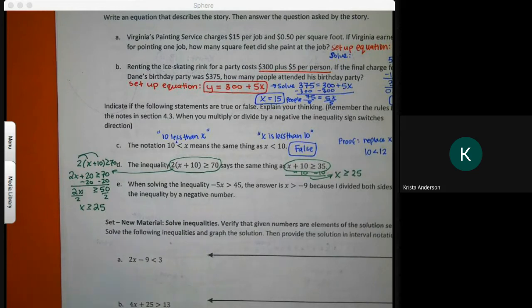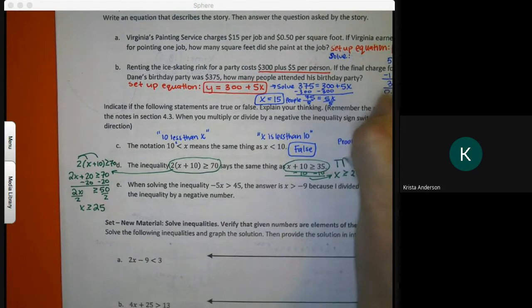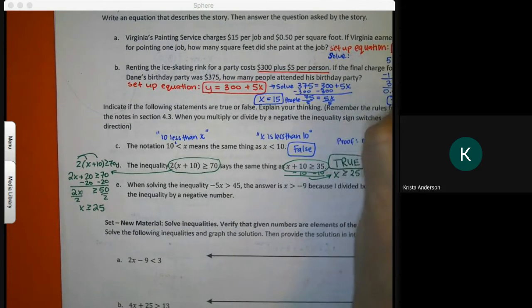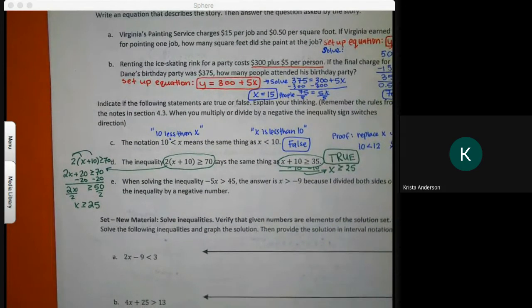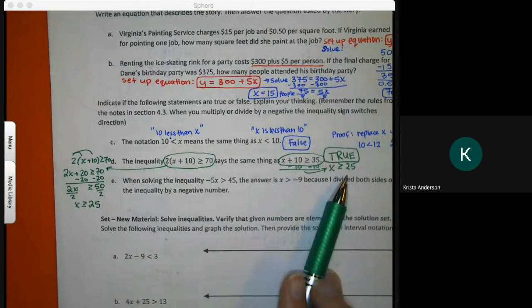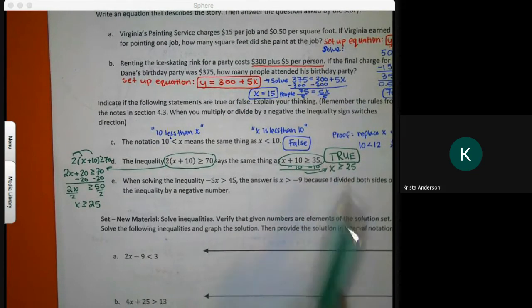So is this true or false once I've gone through and looked at both of the inequalities? True, because they match. They're the same. So on your assignment in your little box, you would either need to write what they both equal, just so I know how you proved that it was true.